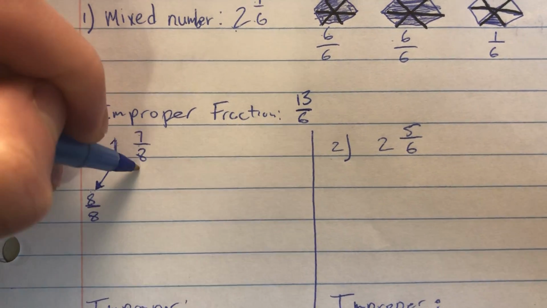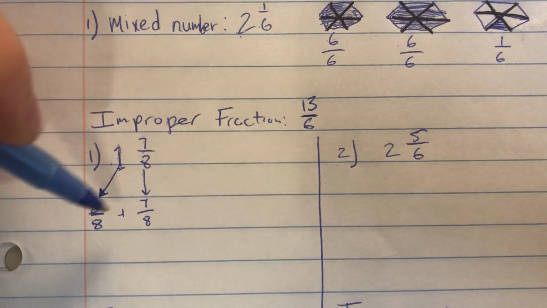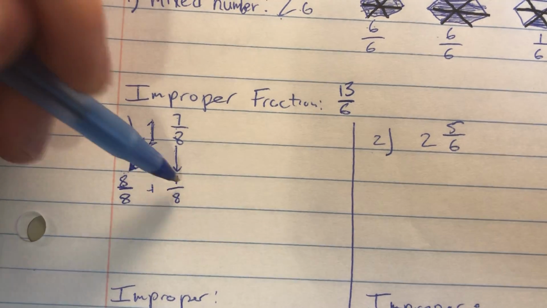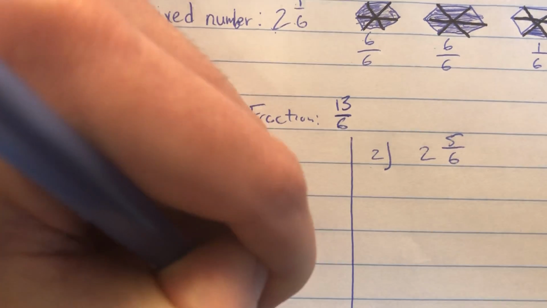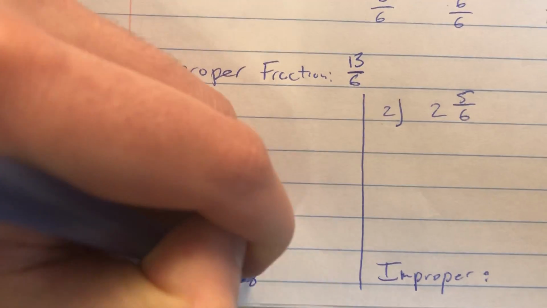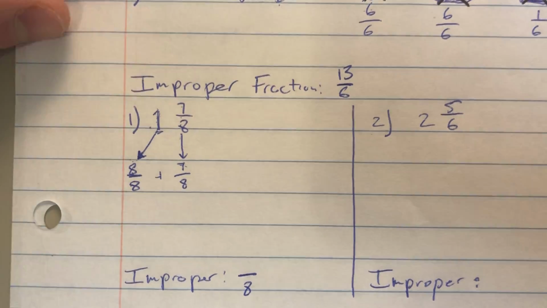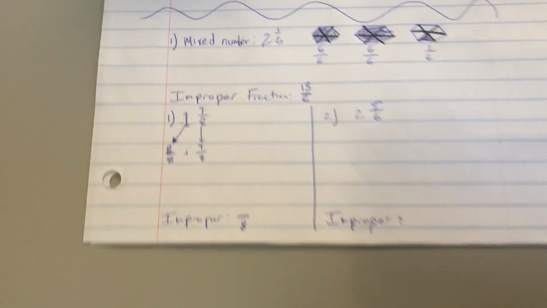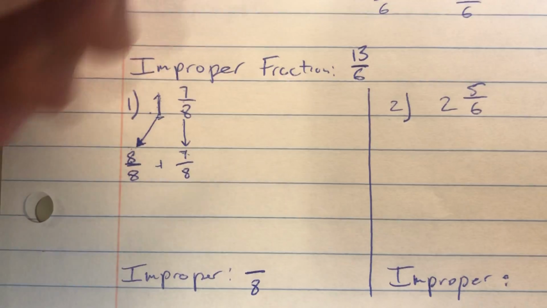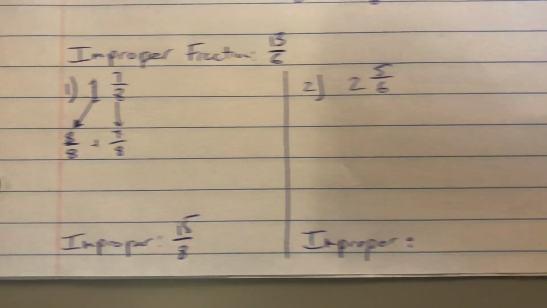Then I'm going to put my fraction down here, 7/8. And all I'm going to do, it looks the exact same as my numbers up here. I'm just going to add my numerators together, 8 plus 7. In my improper fraction, I'll keep my denominator the same. 8 plus 7 is 9, 10, 11, 12, 13, 14, 15. So my mixed number, 1 7/8, is equivalent to 15/8.